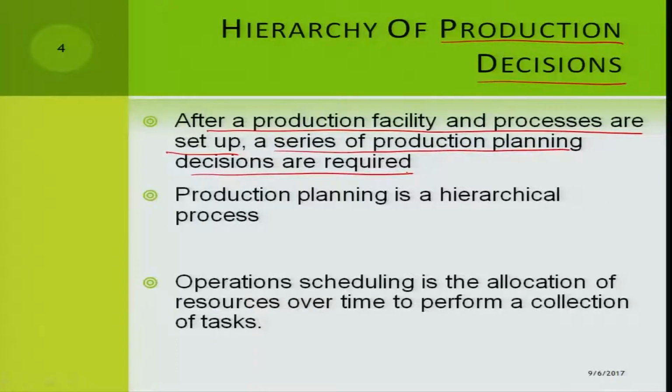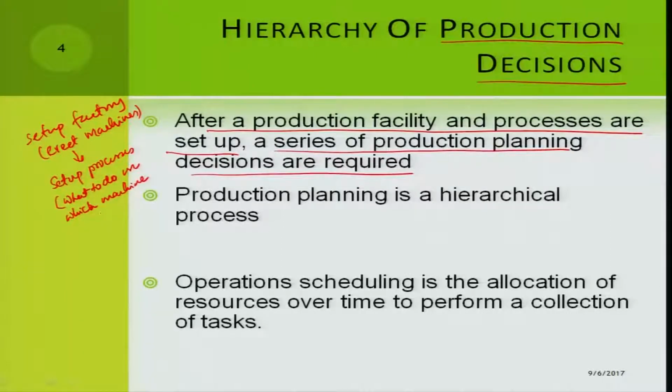So the sequence is this: set up the factory, which means erect machines. Then you have the setup processes. This is where you decide what to do on which machine and how. Then from there you have to decide what to produce. What are you going to produce?